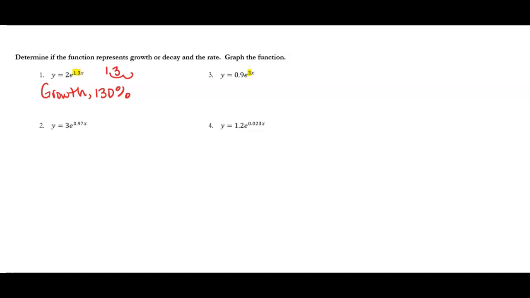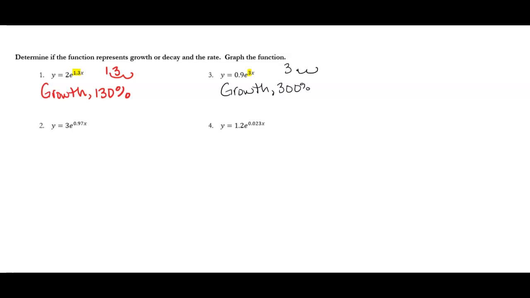That is a positive number, so it's growth. And it's 3, so if I move the decimal place 2 places, it's 300% growth. We're going to go back and graph it at the end. Right now, we're just going to talk about the growth and decay.